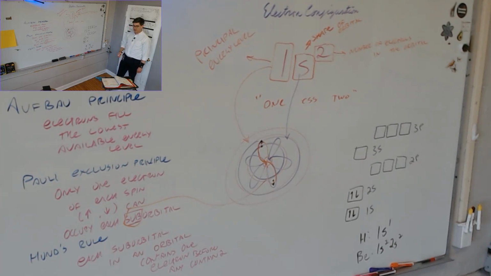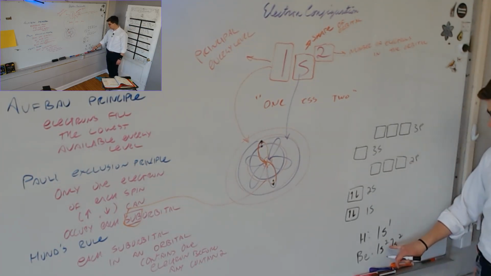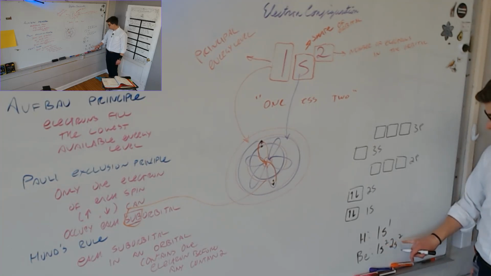That's beryllium, and that's done. How many total electrons does this have? We count up the baby numbers. 2 plus 2 is 4. How many does this one have? 1. Let's do another example.